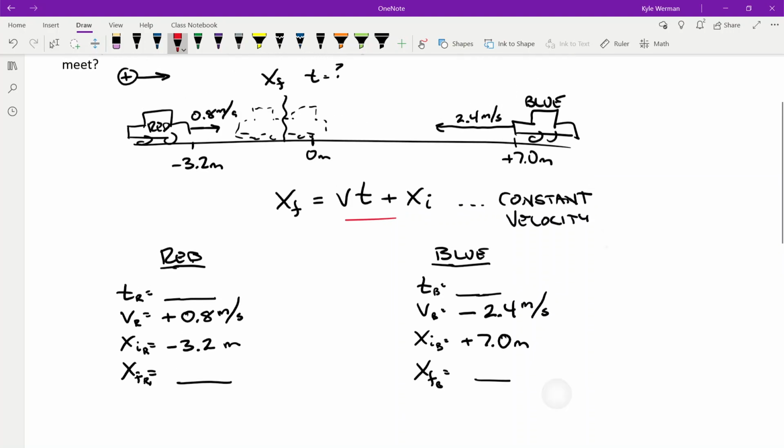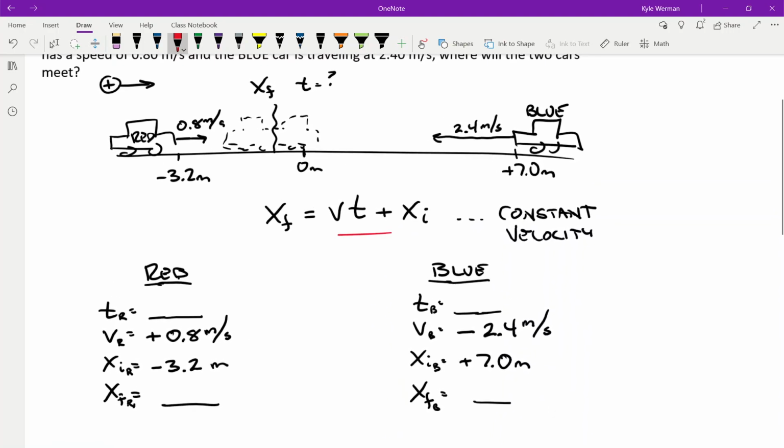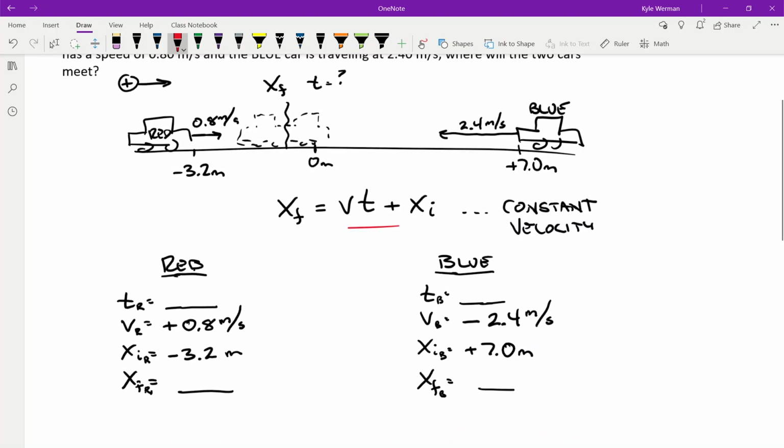And so we got to start using our brain here and some physics and understand, well, look at the picture I just drew. What is true about this final position for each car? Well, if they collide, they're going to be in the same final position. So those are going to be equal. And if you put a stopwatch in each driver's hand, they would read the same time when they collide, right?